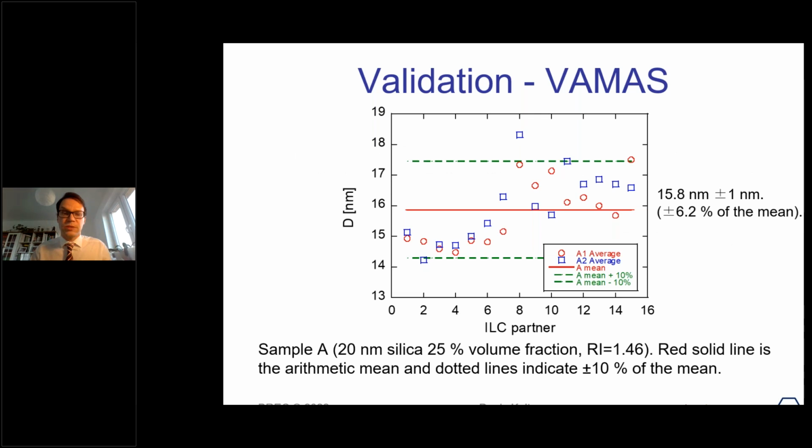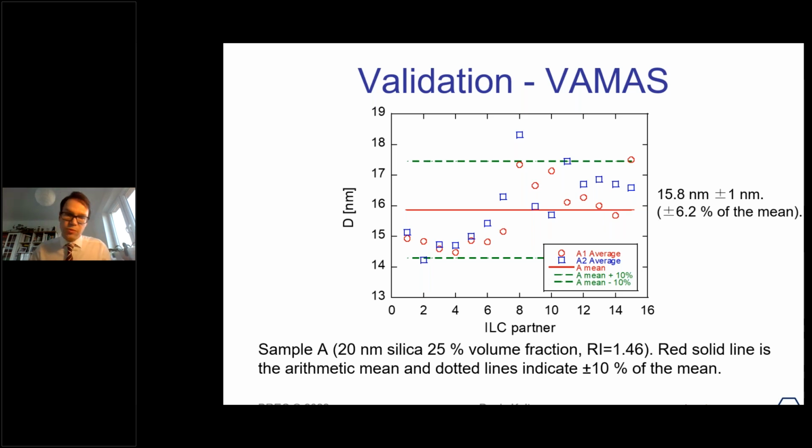So for the smallest size, this is the sample A, 20 nanometer silica, but quite high volume fraction, we obtained a relatively stable set of data. This is actually not too bad for such a small size sample. Now, 20 nanometers is indeed really small. If you think about this, the techniques such as DLS and others, they can measure it, but they also feel that it's quite small, quite close to the limit of their measurement. So we didn't do too badly. So here our average, the red line, gave us about 15.8 nanometers.